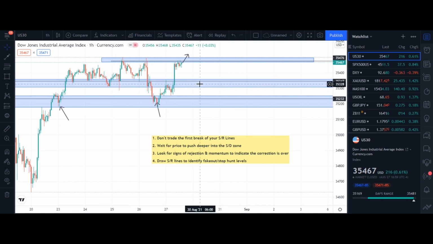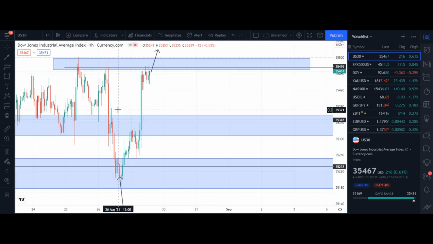But we're waiting for price to grind a little bit deeper into our zones. Two, wait for price to push deeper into the zone. As I just said, look for signs of rejection and momentum to indicate that the correction is over.